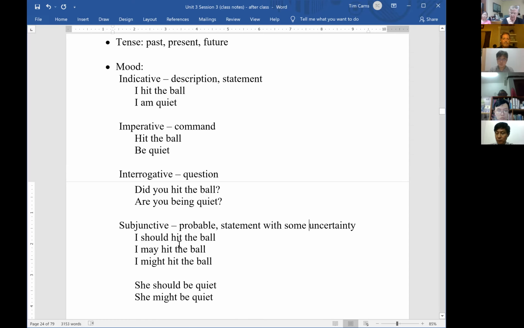Okay. Now in Greek, there's an additional mood called the optative, which is a statement with very great uncertainty. Maybe, possibly, I might hit the ball. So it's like a much more uncertain idea, but we don't have that in English, really, just the subjunctive. All right, any questions on that so far?